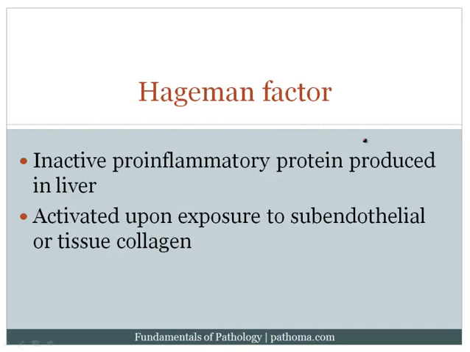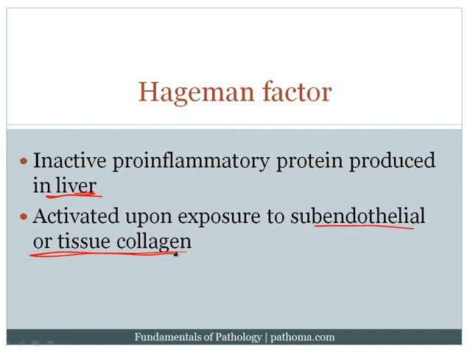The next of the acute inflammatory mediators is Hageman factor. Hageman factor is an inactive pro-inflammatory protein that's produced in the liver, and it gets activated upon exposure to subendothelial or tissue collagen. So this is one of the important factors that helps to activate acute inflammation. And I would say, if one important thing for examinations that you want to remember about Hageman factor, it's that Hageman factor plays an important role in DIC, especially in severe gram-negative sepsis. So when there's severe gram-negative sepsis, the gram-negative organisms also have the ability to activate Hageman factor, and that activation of Hageman factor plays an important role in DIC.